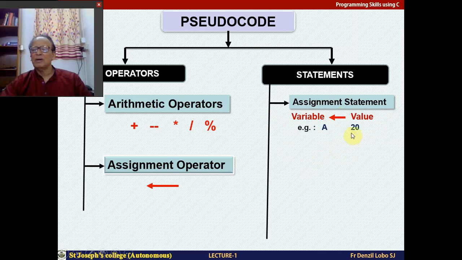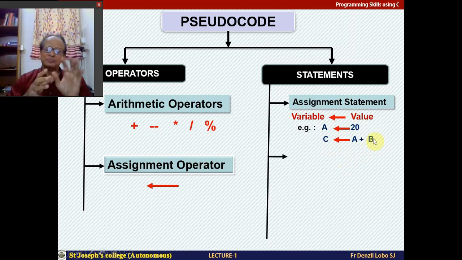For example, here we've got 20. I want to assign 20 to A, so I will write it like this: A back arrow 20. That means 20 is assigned to A. Or here I want to find the sum of A and B and put it into C. So C assignment operator A plus B. So this becomes the second assignment statement.